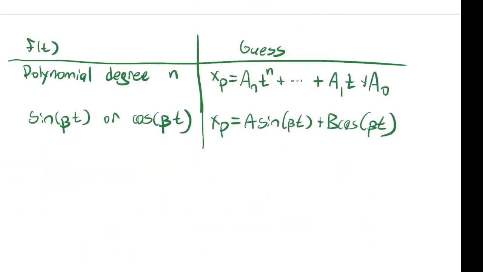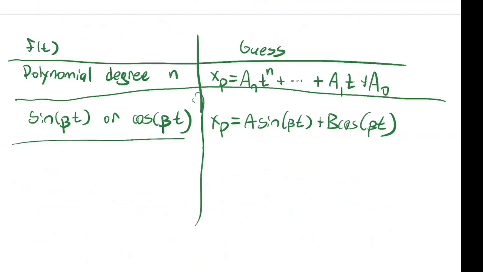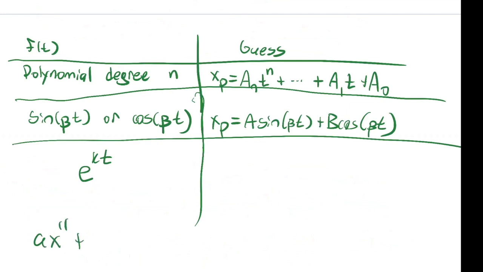And so one last one that we'll consider is if our forcing function is equal to e to the kt, maybe we have some constant times it. So maybe we have ax double prime plus bx prime plus cx is equal to e to the kt. If we have something like this over here, then what do you think a reasonable guess would be for the particular solution?